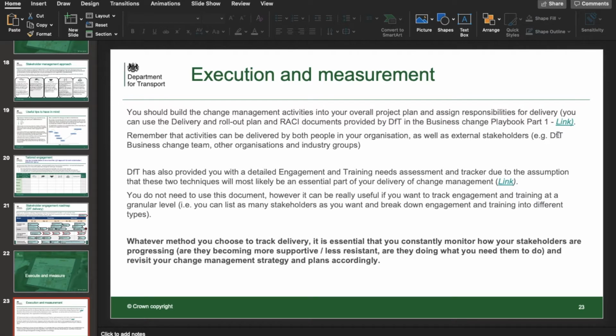We've also provided a tracker template for you to use to help detail who you have engaged with and document their opinions towards the change. We will be creating a separate video for this, and that will be available soon.